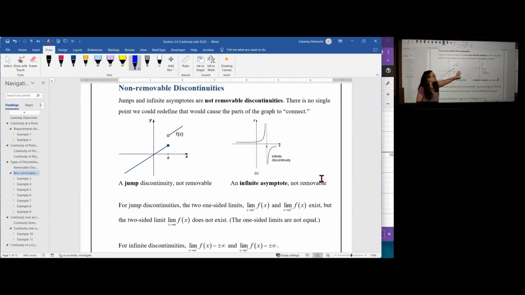So these are called non-removable, and we'll learn later in the semester that if we have one of these in the graph, we have a problem. For jump discontinuities, remember that the two one-sided limits exist, but the two-sided does not. And remember, for the infinite discontinuity, it's approaching infinity or negative infinity, and that means the limit does not exist.